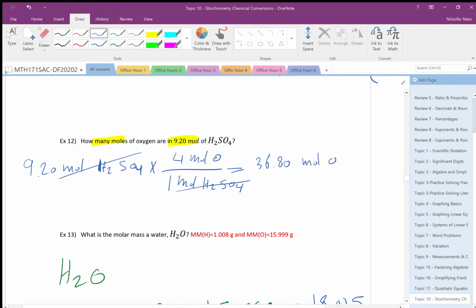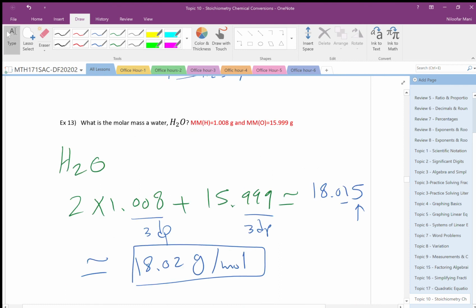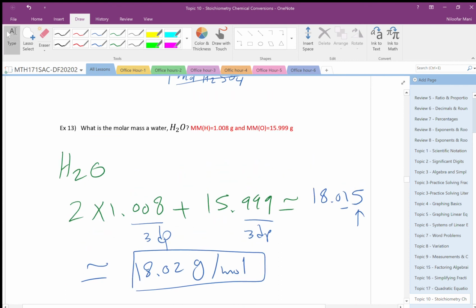Okay, so that's that. And the other one says, what is the molar mass of water? So I told you the number you see in the periodic table is the molar mass for each element, and then you have to add them all. How many hydrogen do you have? 2. How many oxygen do you have? 1. So you double one of them and add the other, and at the end you have the number of grams per mole for water.